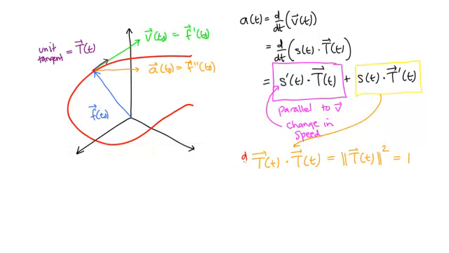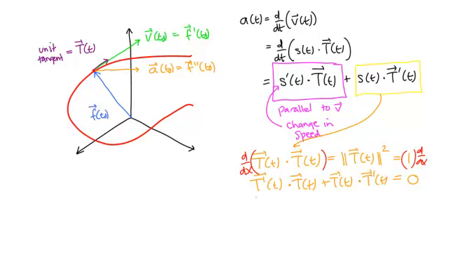So what I'll do is differentiate both sides of this equation. On the right-hand side, if you differentiate 1, you get 0. On the left-hand side, well, it's a dot product, but the product rule still works. So it'd be the derivative of the first dotted with the second, plus the first dotted with the derivative of the second.